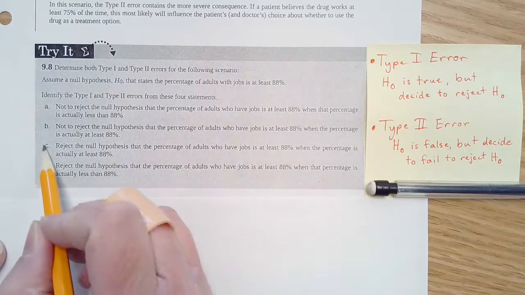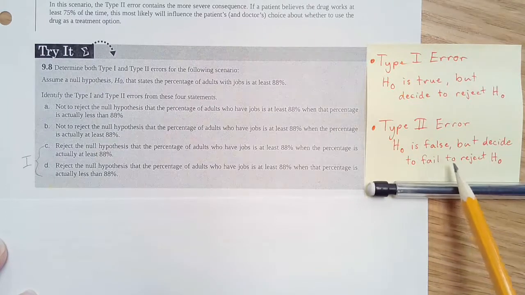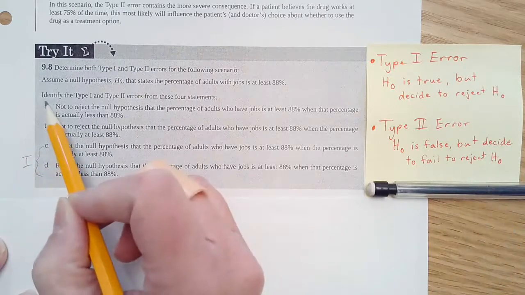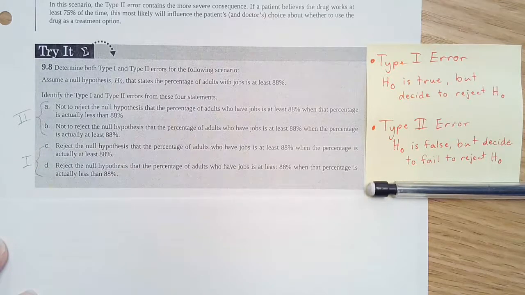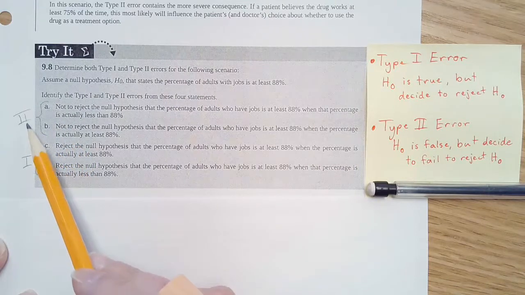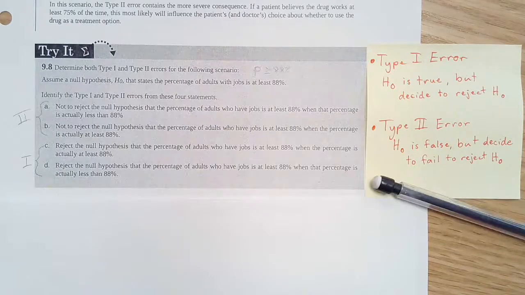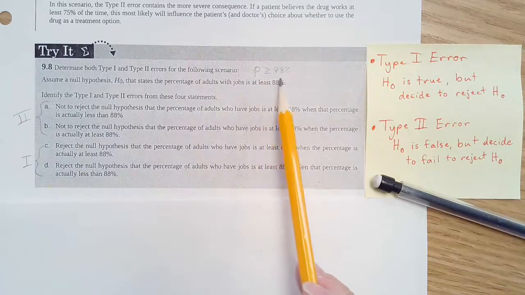So these two could be type 1. Now for the type 2, it's fail to reject the null. That means that these two have the possibility of being the type 2. I'm not saying that they are, but just by looking at the first parts, these could fit a type 2, possibly, and these could fit a type 1, possibly. Now looking back at our hypothesis, that's saying that the percentage of adults with jobs is at least 88%. That's greater than or equal to 88%.